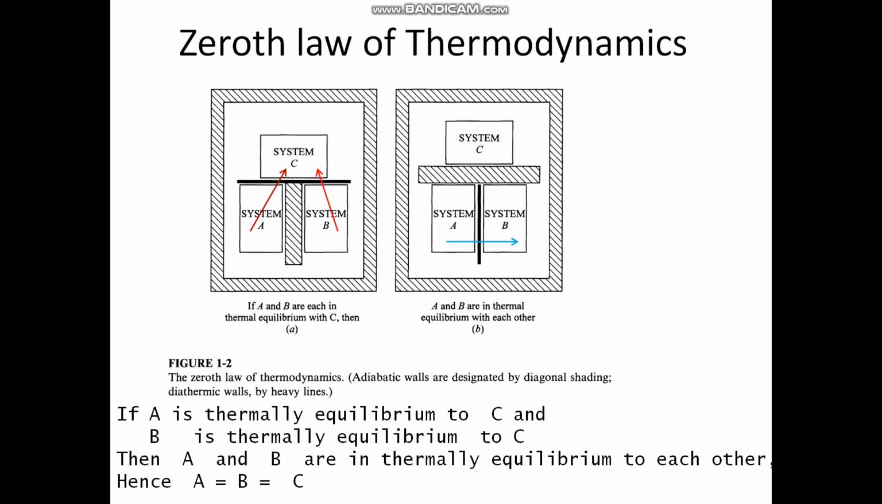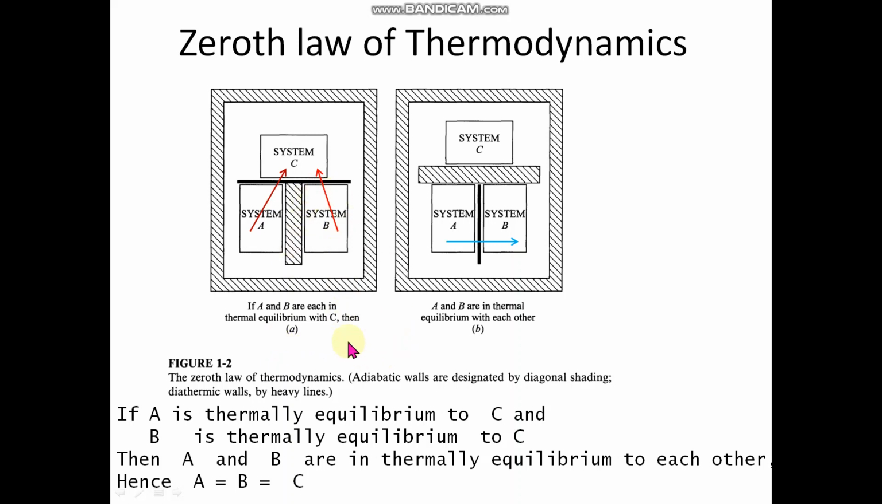Okay, now in these slides we have two pictures, picture A and picture B. This is the insulating wall and this black strip is the conducting wall. In picture A, system A and system B are each in thermal equilibrium with system C. System A is in thermal equilibrium with system C and system B is in thermal equilibrium with system C.